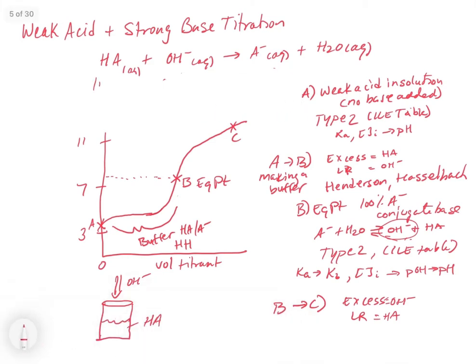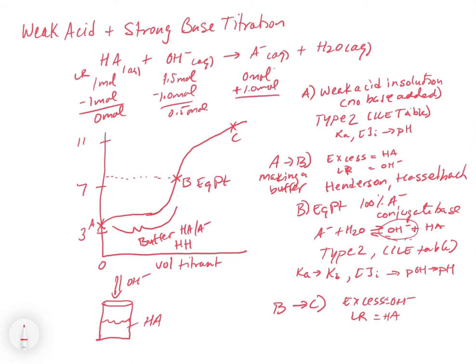In this case, let's say that we have 1 mole, and we're going to add to that 1.5 moles. So we have an excess of OH minus, and we start with 0 moles of A minus. In this case, our limiting reagent is now going to be our HA, so we're going to have minus 1 mole, which gives us 0 moles. We do minus 1 mole from the OH minus, which gives us 0.5 moles. And we add plus 1 mole to our A minus, so we get 1 mole here.